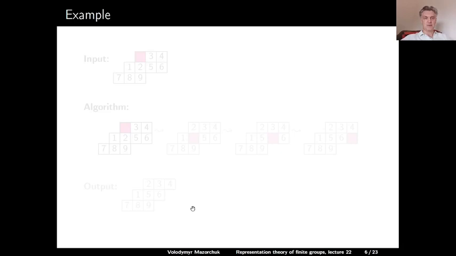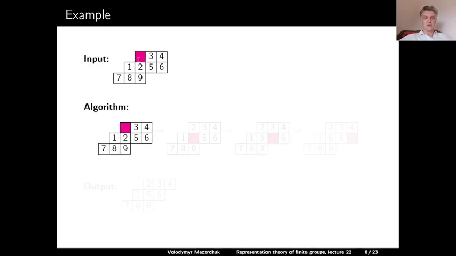So here is an example. Assume that we have this input tableau. It is of the shape 5, 5, 3 modulo 3, 1. So in the first line we have 3, 4, in the second line 1, 2, 5, 6, and in the third line we have 7, 8, 9. And we declare the removable box in the first line, for the 3, 1, active. So let us do the forward slide for this box.